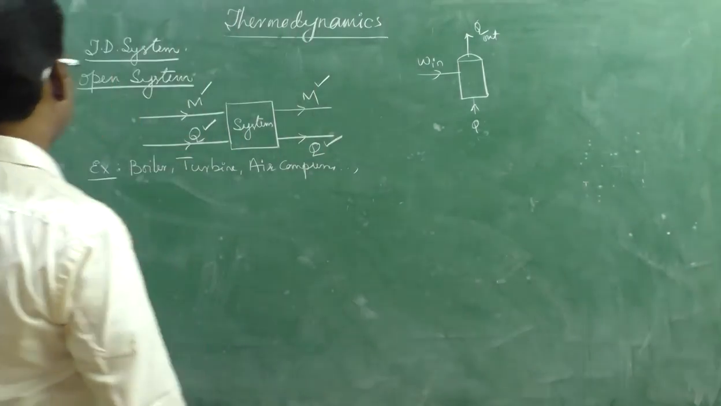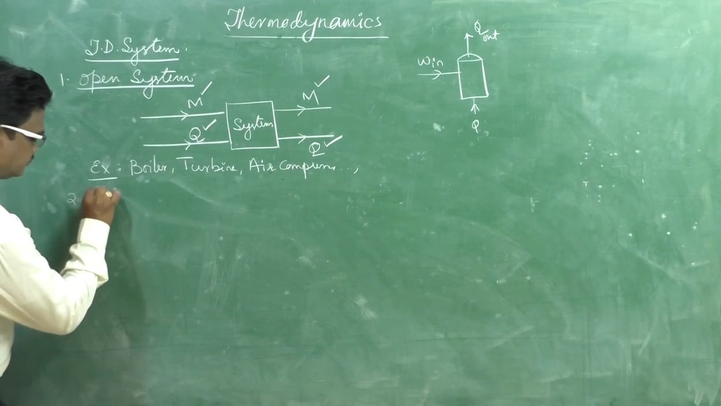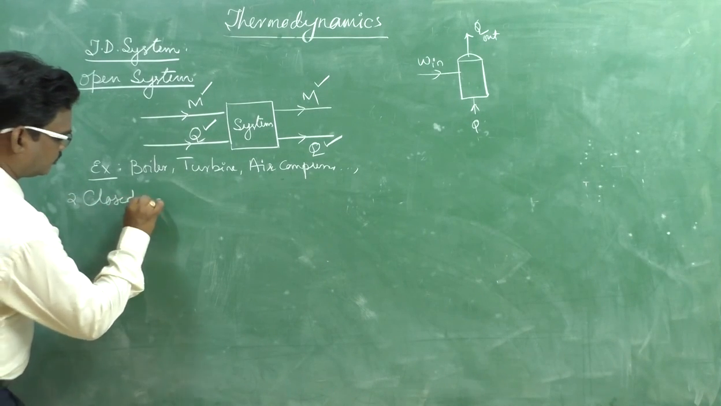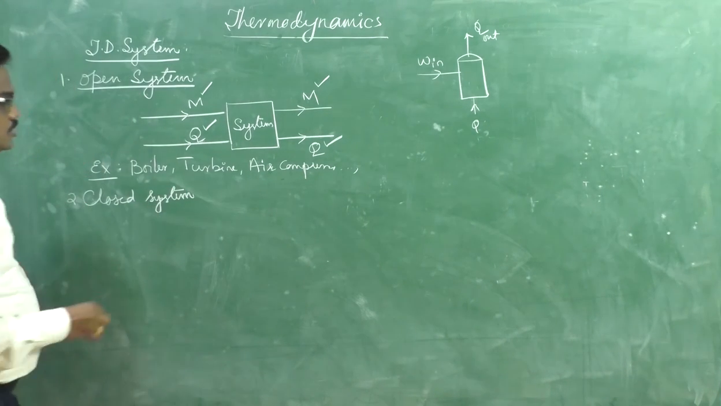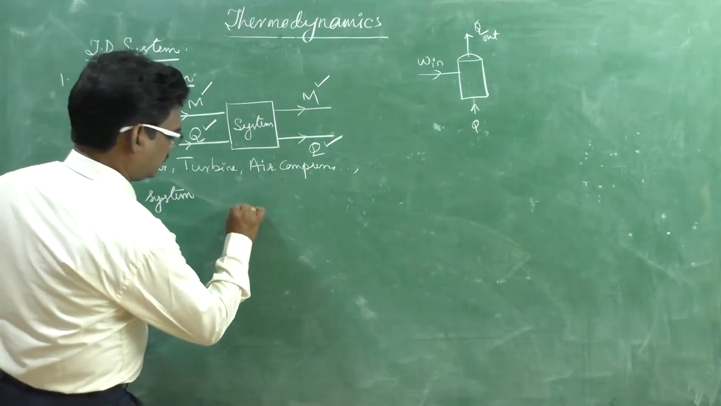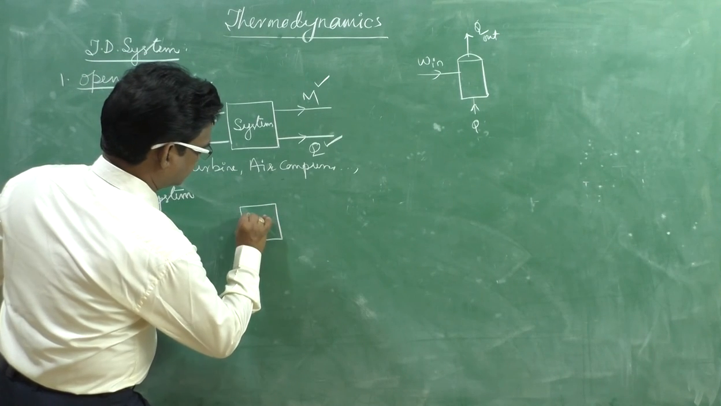Now come to the closed system. The second one is the closed system. Suppose a system like this.